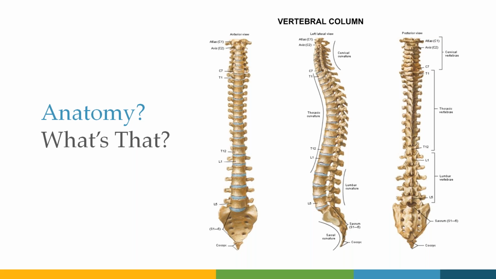All right, let's move down to the thoracic spine. So the thoracic spine has 12 vertebrae. And as you guys look at this, you might even notice those bones, they get a little bit bigger as you go down, right?